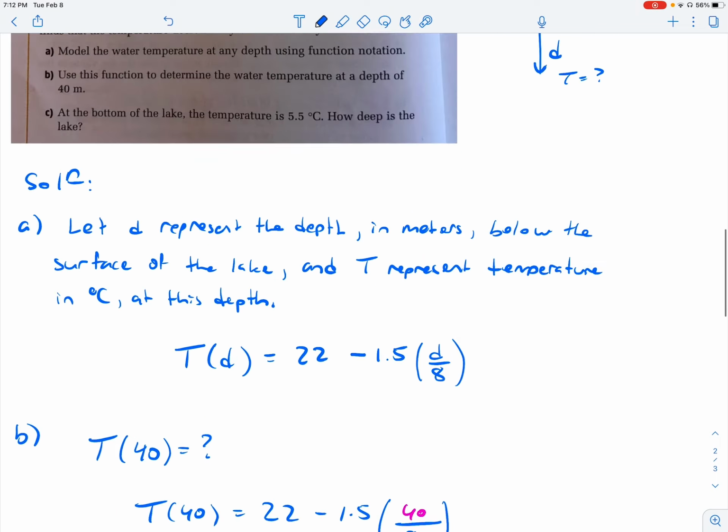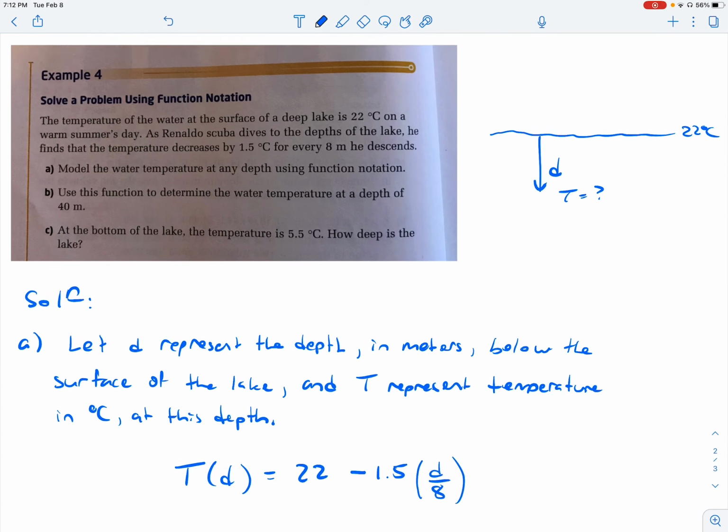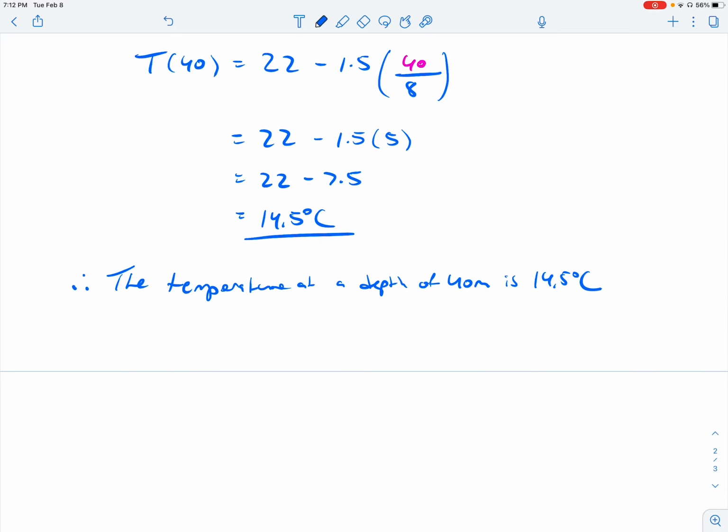Okay, and our last question. At the bottom of the lake, the temperature is 5.5 degrees Celsius. How deep is the lake? So they want to know how far we would have to go down so that the temperature is just 5.5 degrees Celsius. So this time they're giving us T and they want D. So we're going to substitute T of D equal to 5.5 and solve for D.